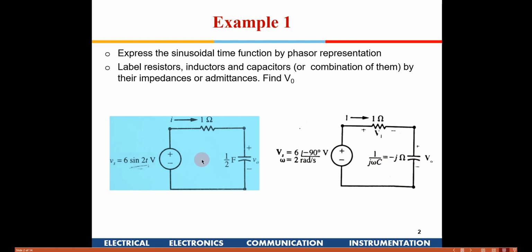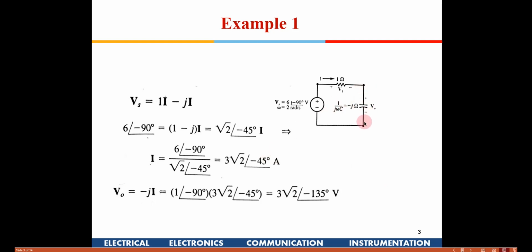The phasor circuit is shown on the right-hand side, and this is the sinusoidal, time-based representation, right? Now to find the value of voltage across this capacitance, we can first find the current. The total impedance offered by this circuit will be 1 ohm minus j ohm. So (1 minus j) into I, that is the net impedance into I, is equal to 6 at minus 90, which is the voltage.